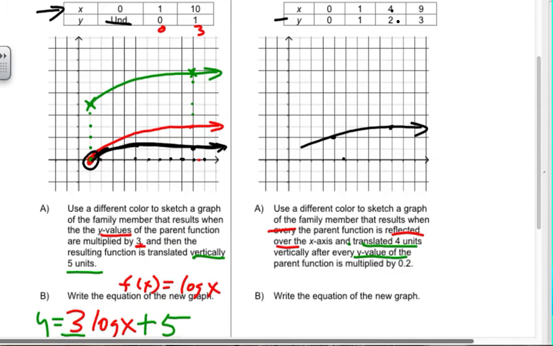My parent stays the same. So first thing I need to do is multiply every y value in my parent function, because it tells us here, by 0.2. So this will be 0, 0.2, 0.4, and 0.6. So now I'm going to come in and graph these. Again, I've got 0, 0. And then I will have 1.2. Then I will have 4.